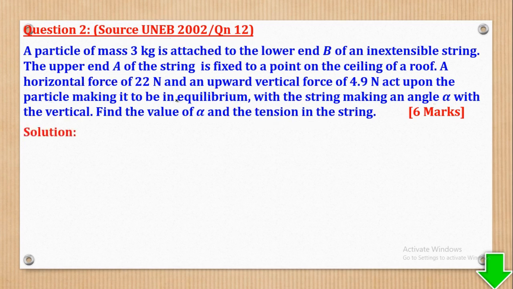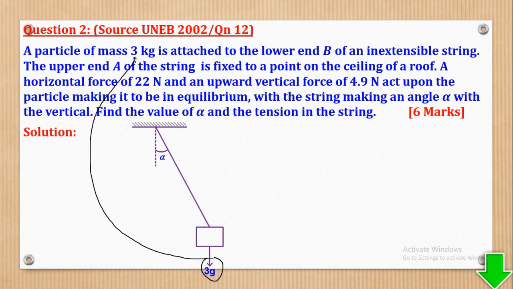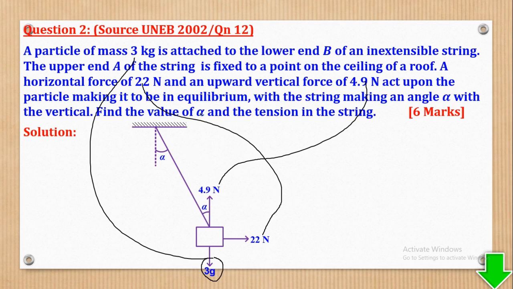So the first thing to do is to draw a force diagram. So the weight, it will be 3g because the mass was 3 kilograms. Then they talked about a horizontal force, which is 22 newtons. And they also talked about a vertical force, which is 4.9 newtons. And this angle is to the vertical. If you look at this, it makes this with the vertical, so that is why there is alpha there.